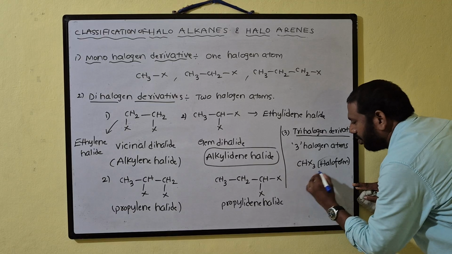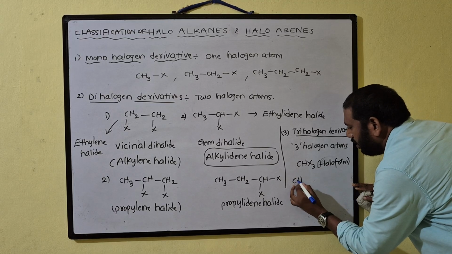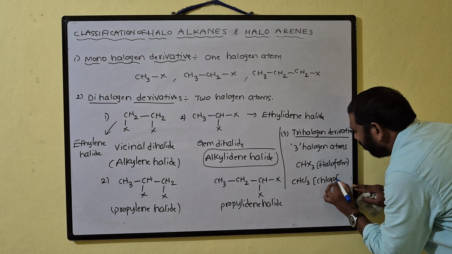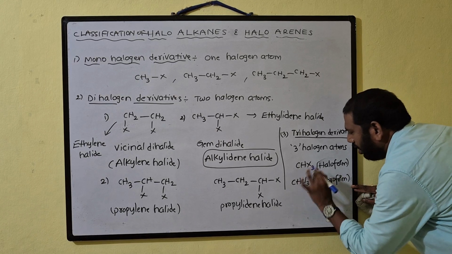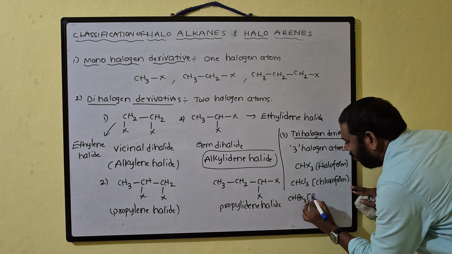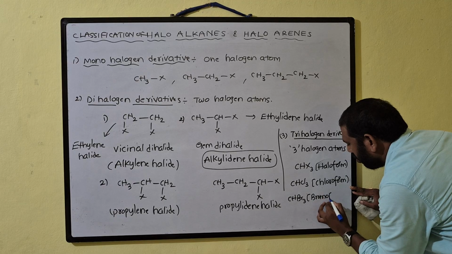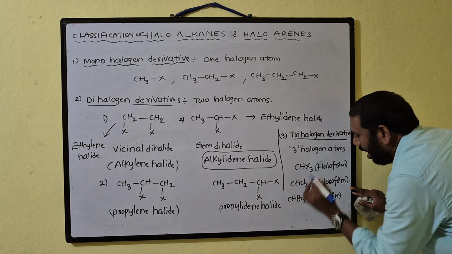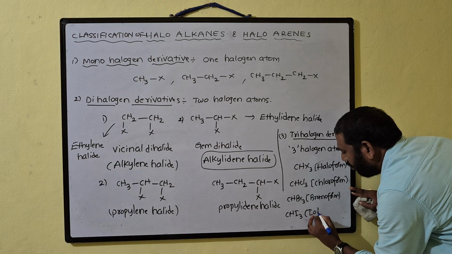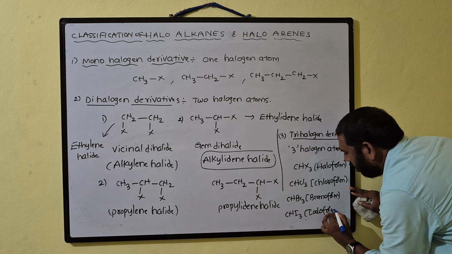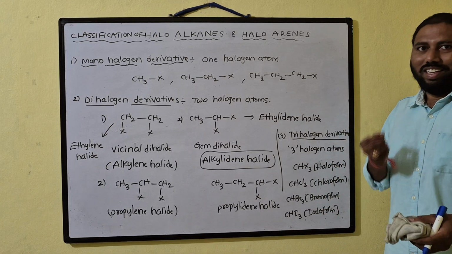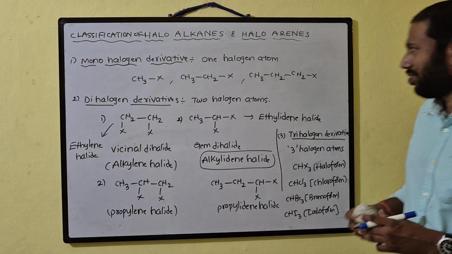If X is chlorine, CHCl3, that is called chloroform. It is one of the anesthetics. If X is bromine, that is CHBr3, bromoform. If X is iodine, that is CHI3, iodoform. In the iodoform test, the product is iodoform. It is well known as a name reaction, the iodoform test.